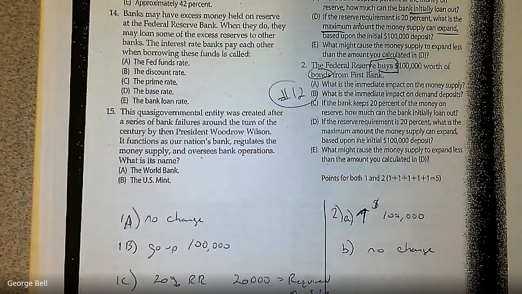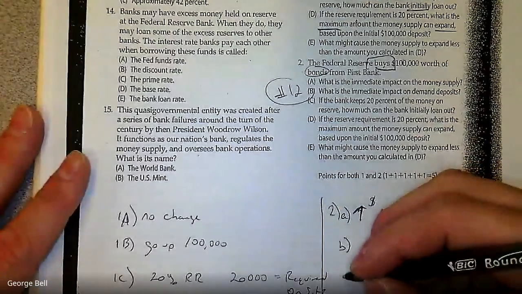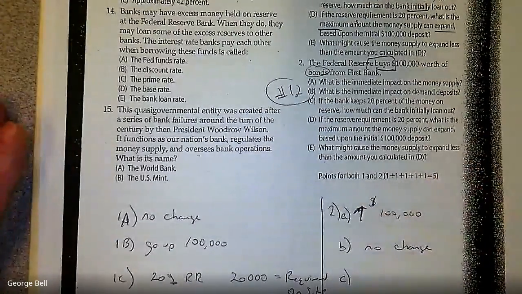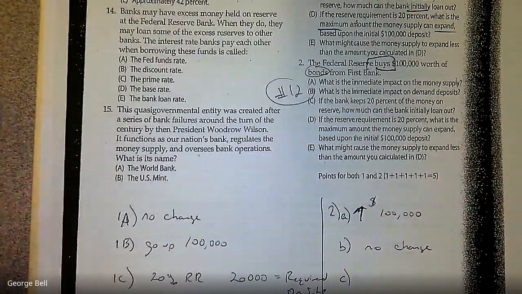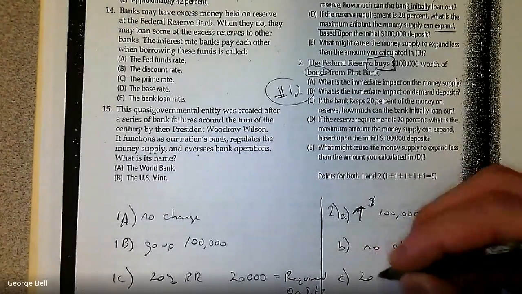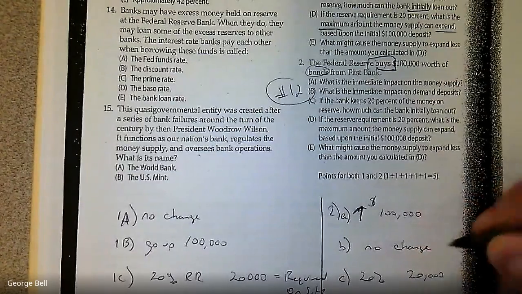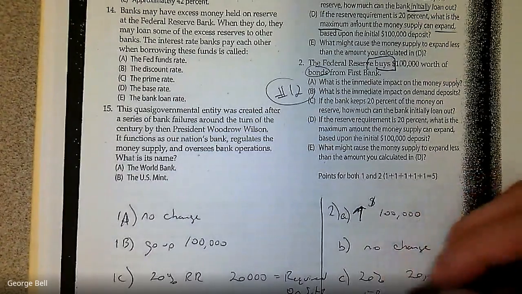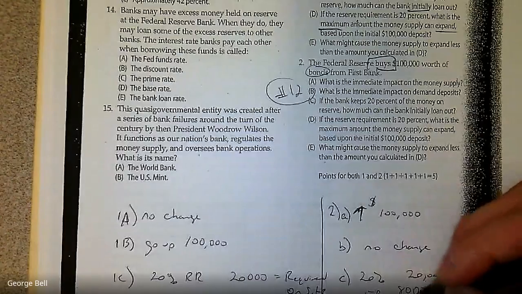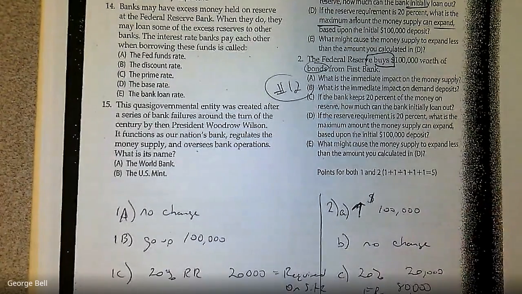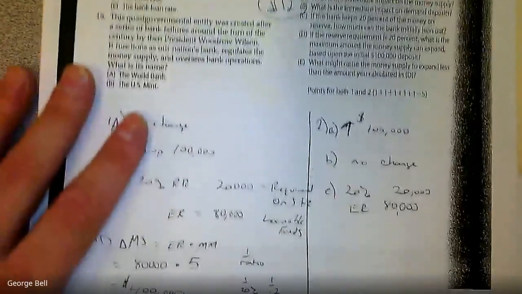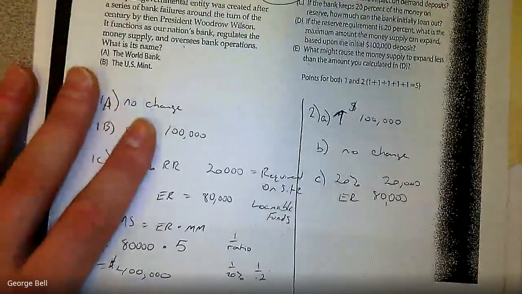All right. So 2C then says, if the bank keeps 20% of the money in reserve, how much can this bank initially lend out? Well, guess what, guys? This is the exact same question that we did in the previous question. 20% on site means that 20,000 is going to stay on site. And then that means that the excess reserve for this problem is going to be 80,000 again. It's the exact same math. That's the first part of that answer.